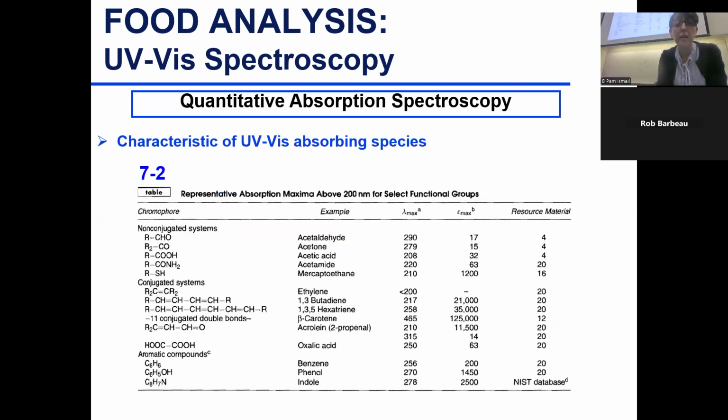And here I'm just showing you that different compounds have different groups within them that absorb light at different wavelengths. So you would see that they have lambda max, so there is maximum absorption at a particular wavelength, and their epsilon in per molar per centimeter.